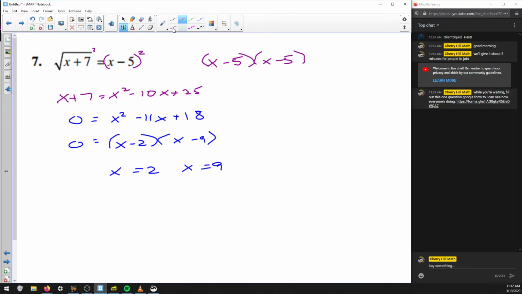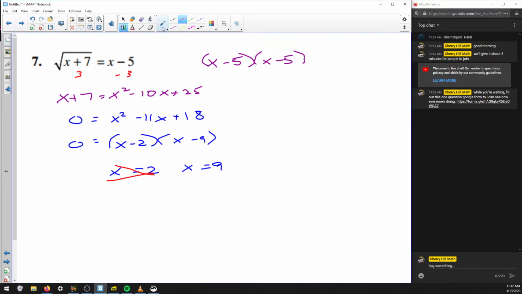So if I check this, let me get rid of my writing up here so we can look at the original problem. If I check this problem, when I plug in the 2, I'm going to get 2 plus 7, which is 9. The square root of 9, that's 3. If I plug the 2 in on the right, I get negative 3. So this is a case where this 2 does not work.